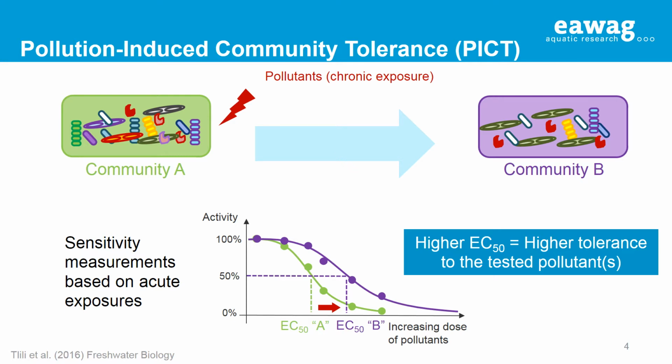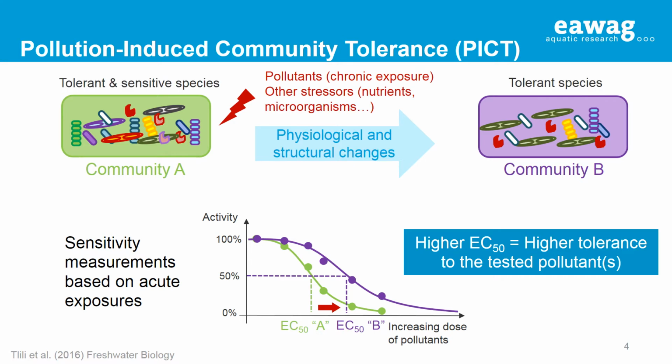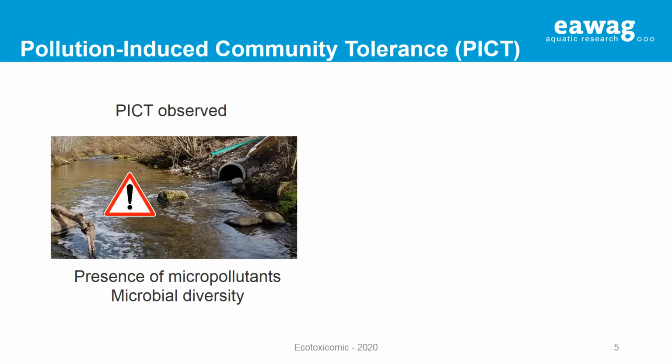So this is the concept, but what's behind this shift in tolerance? The chronic exposure to pollutants, as well as other important factors, such as nutrients and microorganisms, lead to physiological and structural changes in the community. For instance, the more sensitive species are eliminated, while the more tolerant ones are increasing in the community. In the environment, the presence of PICT could be considered as a warning system, as it reflects the exposure of microbial communities to micropollutants, and it's also the sign of changes in microbial community composition which can disturb ecosystem functioning.